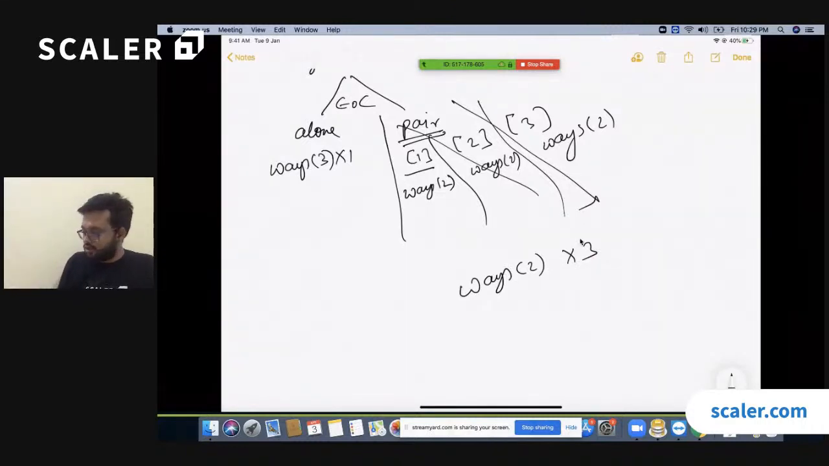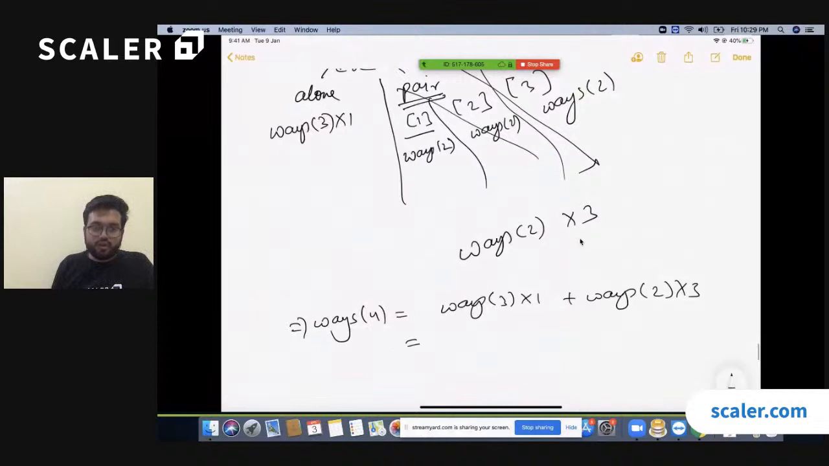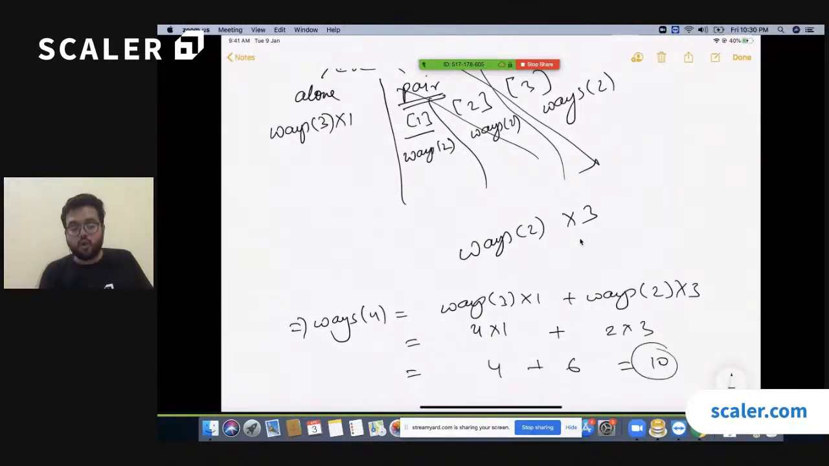fourth person. So for ways 4, my value would be ways 3 multiplied by 1 plus ways 2 multiplied by 3. Ways 3, I already know the answer was 4, so I will say 4 into 1, plus ways 2, I already know the answer was 2, so 2 into 3. 4 into 1 is 4, 2 into 3 is 6. I say there are 10 ways for 4 people to enjoy the party.